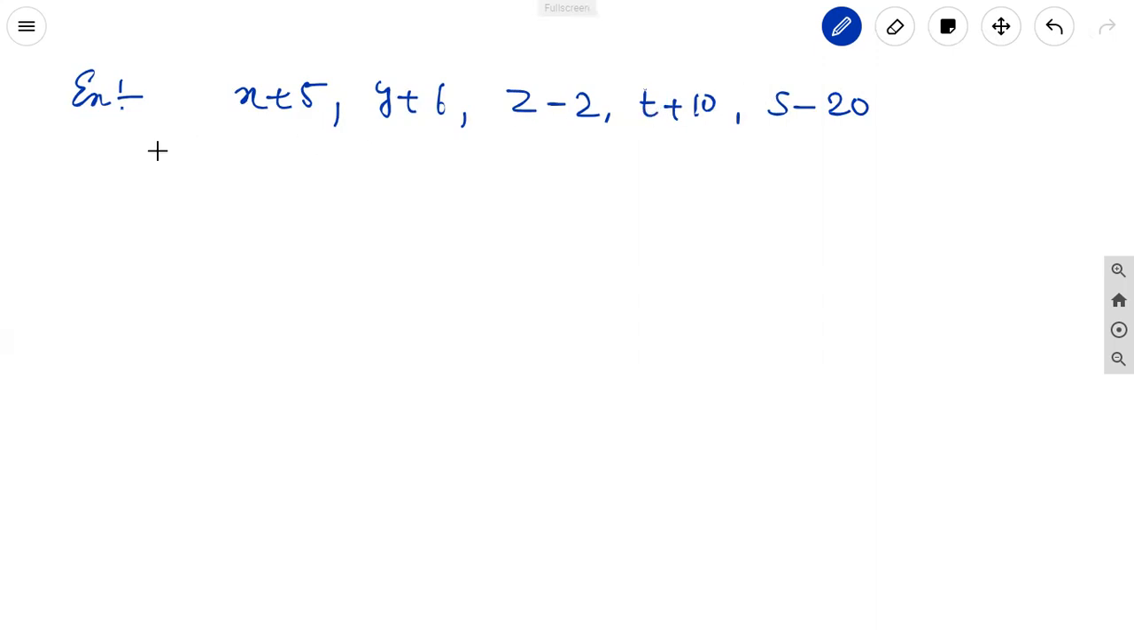Or 2x plus 6, 5y minus 2. These are also expressions. These can be multiplied with constants also.